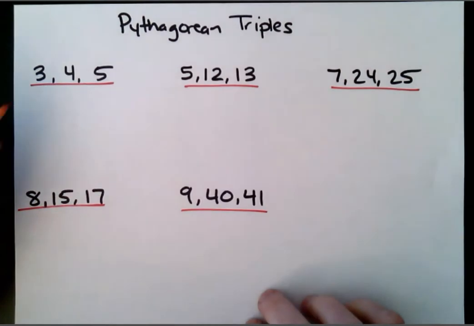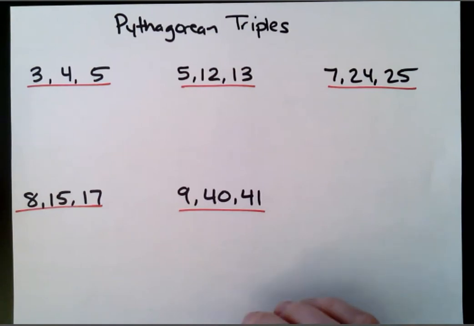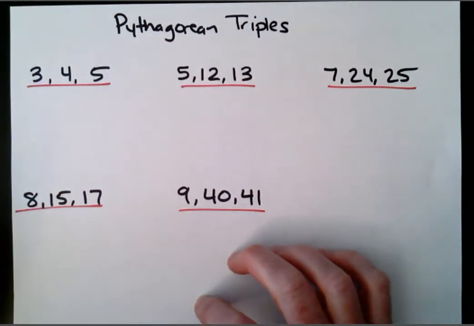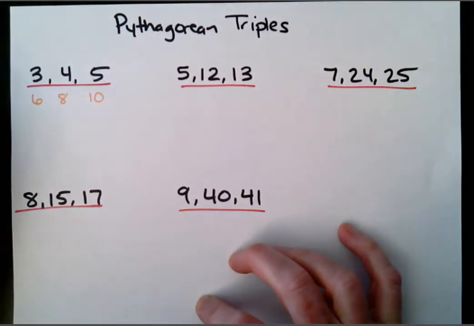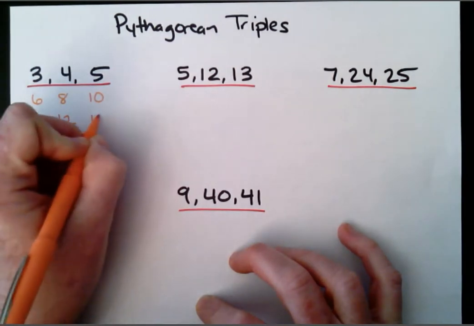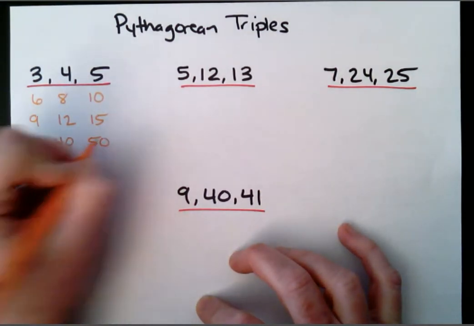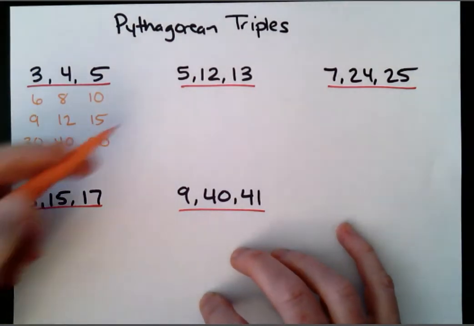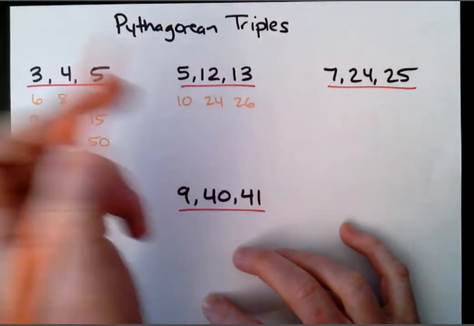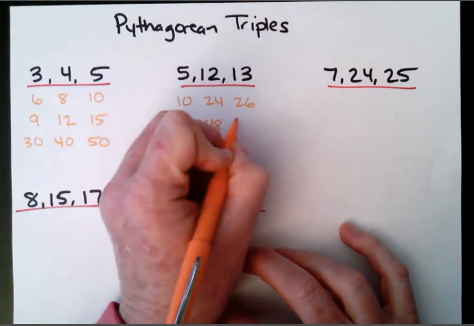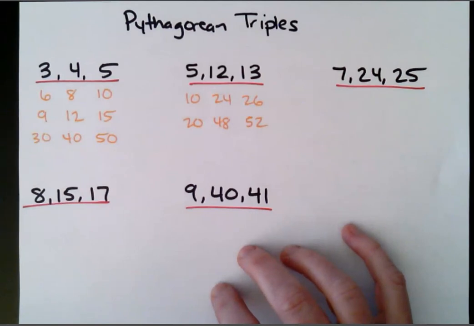The other thing that's nice is once you know these triples, because we know that similar triangles have the same shape, they just don't have the same size. If we know 3, 4, 5 is a triple, we also know that 6, 8, 10 is a triple. And let's multiply these all by 3. 9, 12, 15 is a triple. Multiply these all by 10. 30, 40, 50 is a triple, etc. Okay, let's do this one. Let's double it. 10, 24, 26. Multiply these by 2. 20, 48, 52, etc. Okay, good to know. Integers that form right triangles.